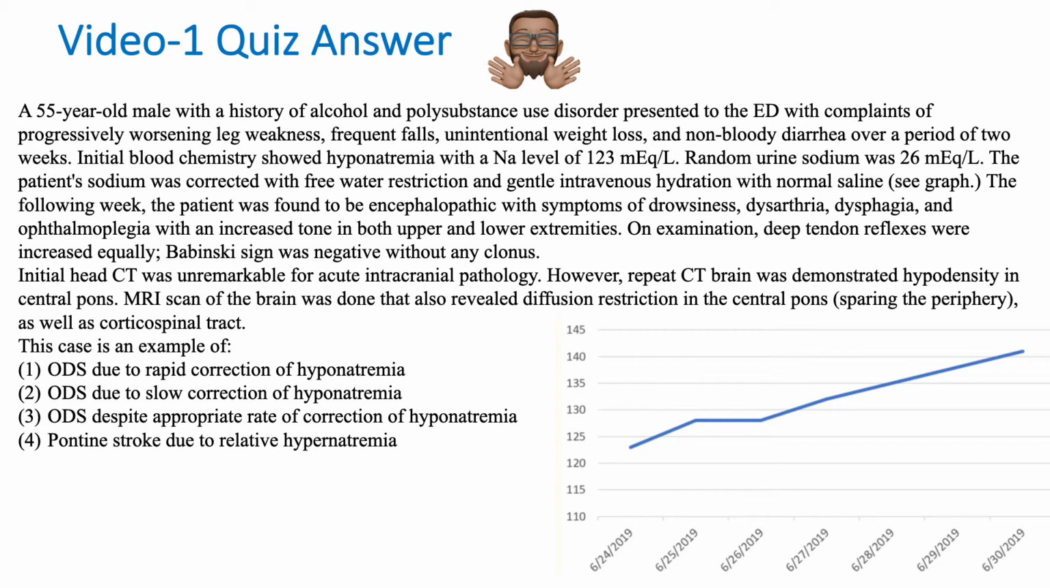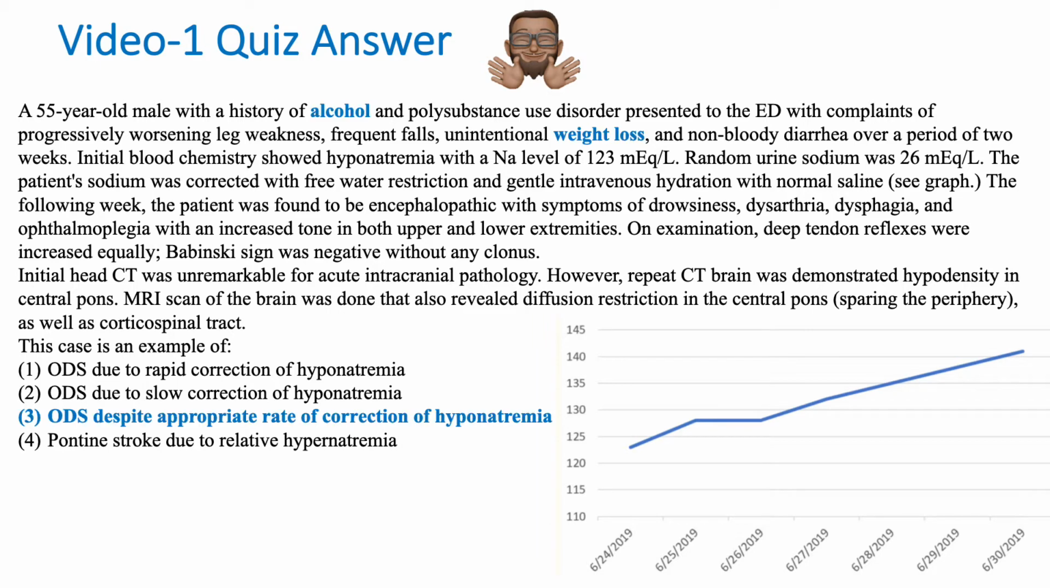If you haven't read it before, you can pause the video, go over it, read it, and try to answer, and then we're going to discuss the answer in the next slide. Okay, so this is a case of ODS, or osmotic demyelination syndrome, despite appropriate rate of correction of hyponatremia, right?